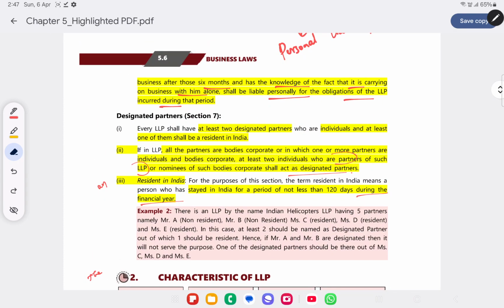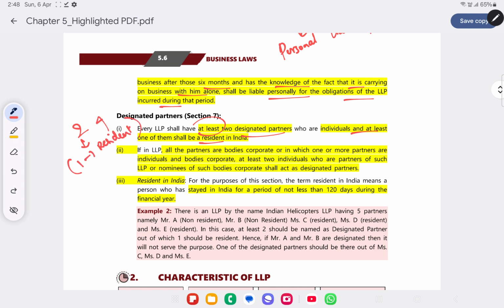So what do you mean by designated partners? Designated partners mean partners who are designated under this act. So there has to be at least 2 designated partners, and one of them will have to be resident in India. So 2 designated partners, out of which one shall be an Indian resident.